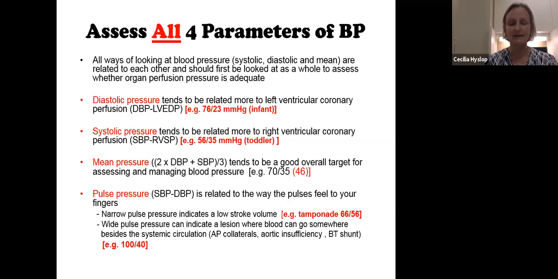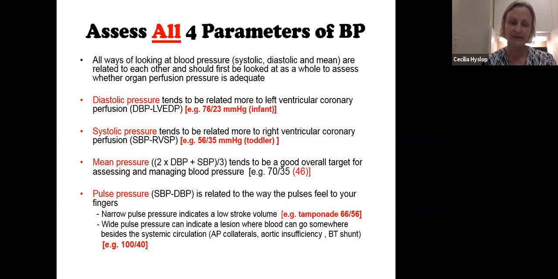As we said, our mean arterial pressure is 2 times the diastolic, so it really takes into account what your vessels are doing. Are they vasodilated? Are they vasoconstricted? Plus systolic, divided by 3 of those. And it tends to be a good overall target for assessing and managing blood pressure. So in this instance, this baby has a systolic blood pressure of 70 over a diastolic of about 35. The mean is 2 times 35 plus 70, divided by 3, which gives you a mean of 46.